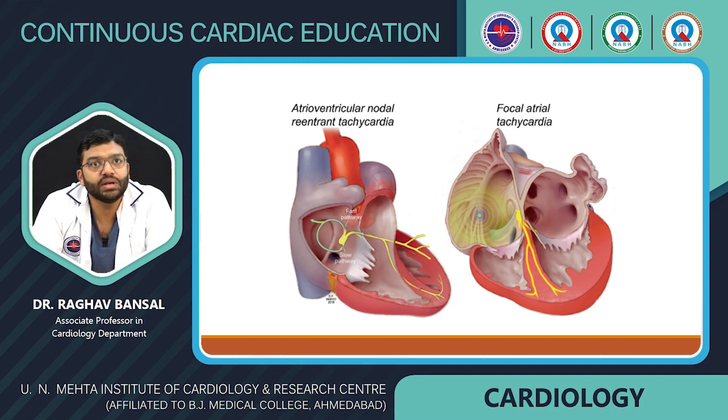The other important thing in this case is that the circuit is completely suprahisian. If you see the His bundle, the conduction system and the ventricle, they are not a part of the circuit. So it is possible that the tachycardia goes on when there is an HV block and ventricular conduction is not happening. The second tachycardia is the focal atrial tachycardia.